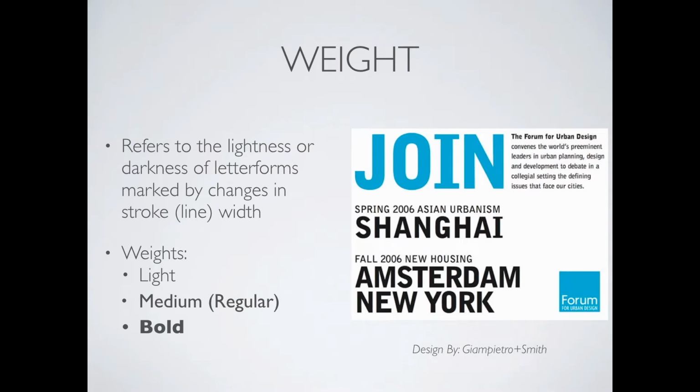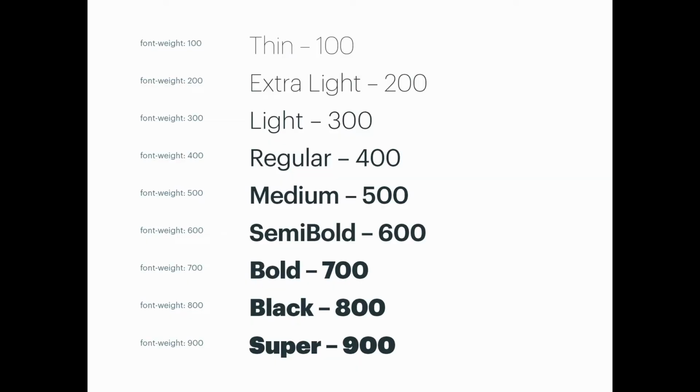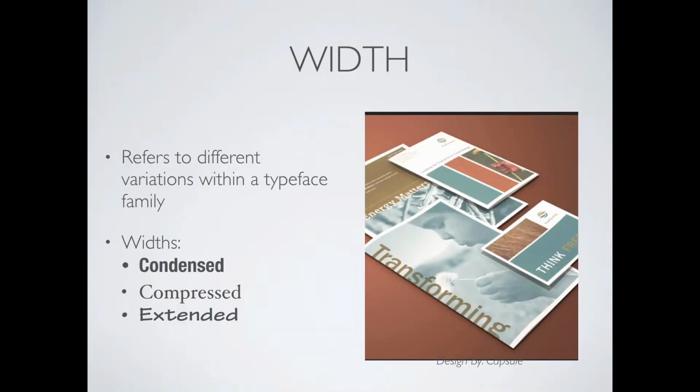Weight refers to the relative lightness or darkness of the letter forms marked by changes in the stroke or line width. So we have a light font, we have a medium font, we have a bold font. Sometimes some fonts that are very well established have all of these designed within them. So we've got a really comprehensive list. So here's an example here. Helvetica Neue, if you work on a Mac, Helvetica Neue has this where we have all of these different weights to the fonts. We start at thin, very, very thin light letter forms, and we go all the way down to super. And you can see how much different those change over that course of the font.